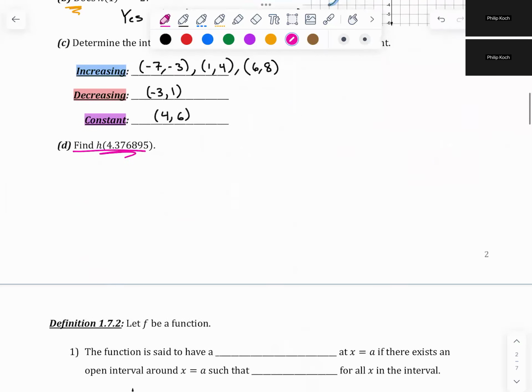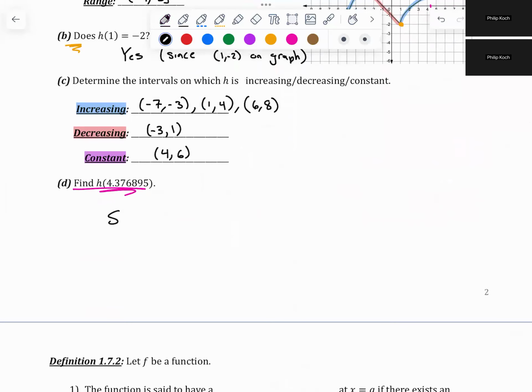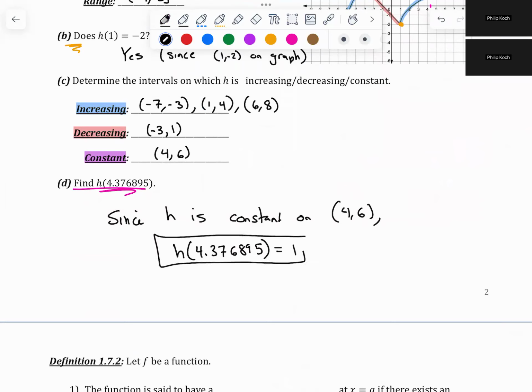So since h is constant on 4 to 6, h of 4.3769895 is equal to 1 identically. It's trying to scare you, but it's not actually that scary.